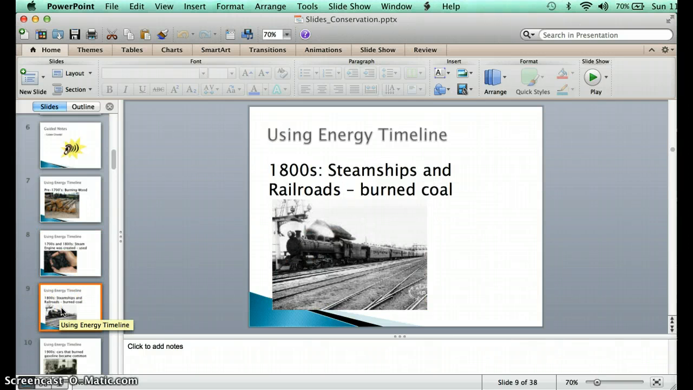Okay, so in the 1800s, you're going to just write that we continued to burn coal, so we were using it for not just railroads, but also for ships and to power ships across the ocean. So for a lot of travel, we were using coal.